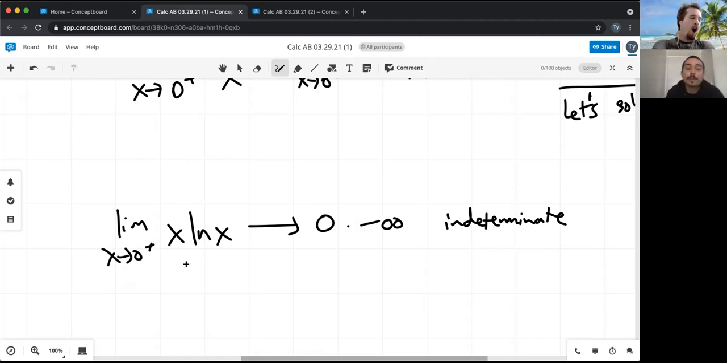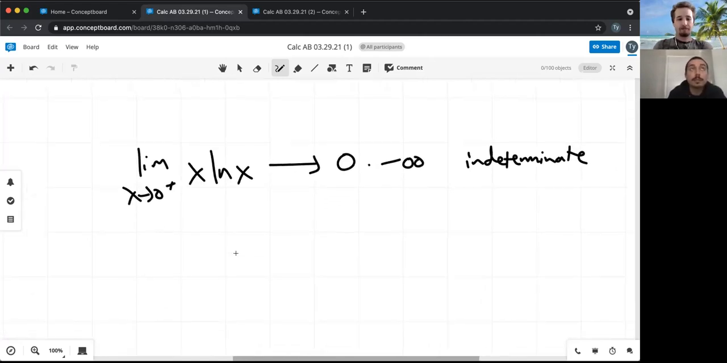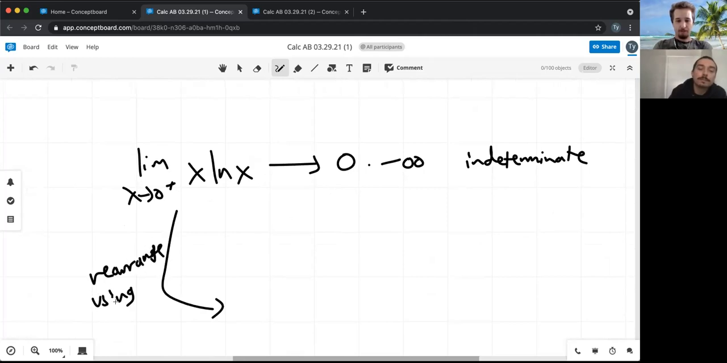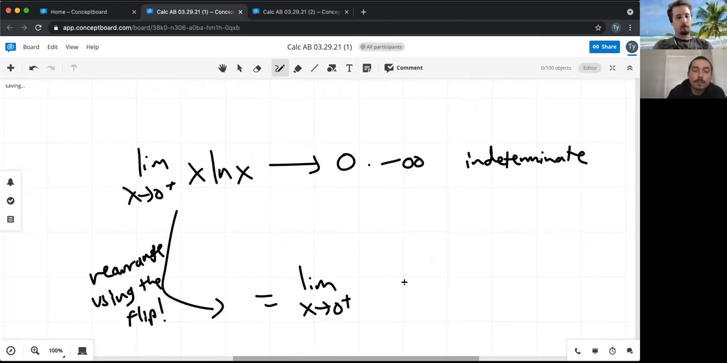So let's try to rearrange this so that we get it in the form of 0 over 0 or infinity over infinity. Let's use the flip. So this is equal to, same part right here. I don't want to deal with a 1 over natural log of x in the denominator. So let's just move x to the denominator. So we keep natural log of x on top, move x to the denominator.